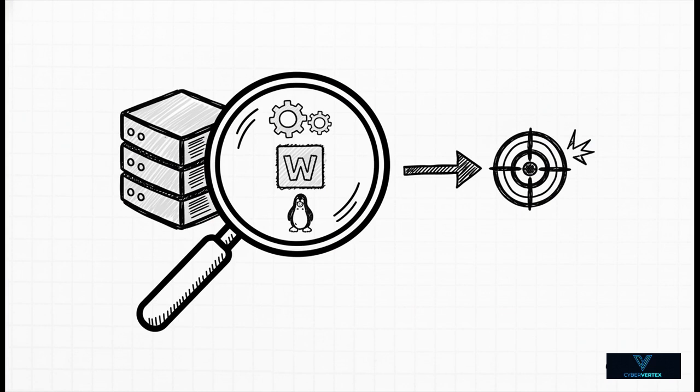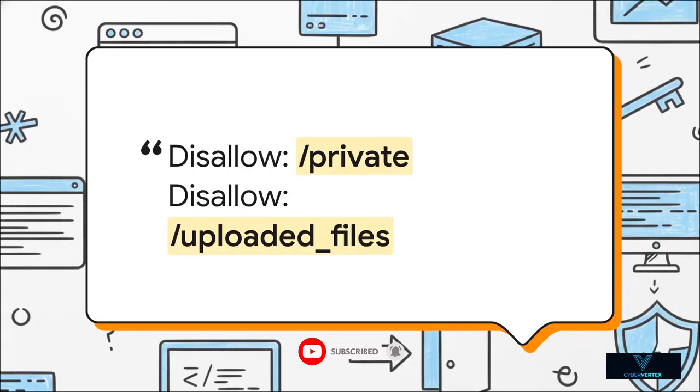This thing goes way beyond just the server software. It tries to identify the underlying OS, maybe a content management system like WordPress, and even the programming frameworks in use, like PHP. Every single piece of this info helps us narrow our focus and really start to pinpoint those potential weaknesses.